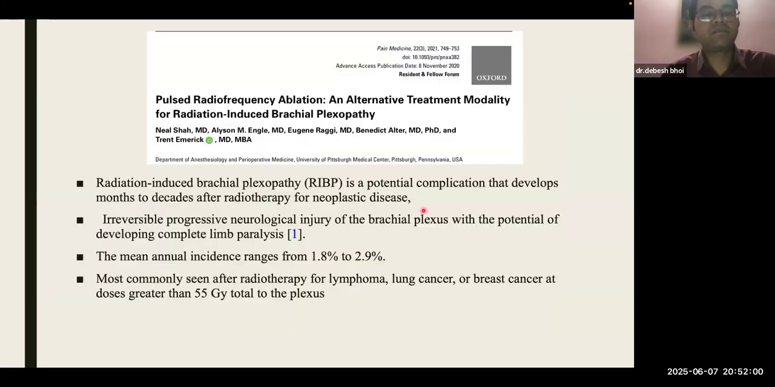This is another paper, PRF, or PRF ablation, an alternative treatment modality for brachial plexopathy. Radiation-induced brachial plexopathy is one of the potential complications that develops months or decades after radiotherapy for neoplastic disease, mostly cancer pain. There is irreversible progressive neurologic injury of the brachial plexus with the potential of developing limb paralysis. The incidence is 1.8 to 2.9%, and it has mostly been seen in lymphoma, lung cancer, or breast cancer, if radiotherapy has been received.